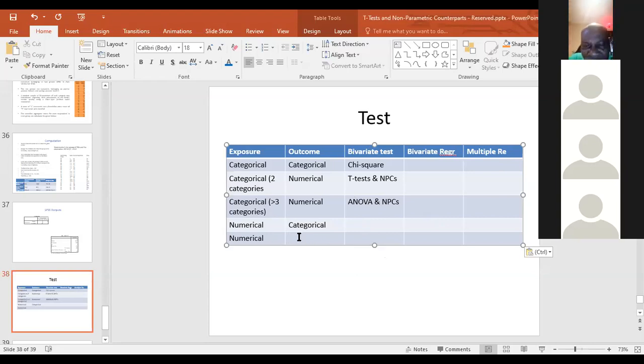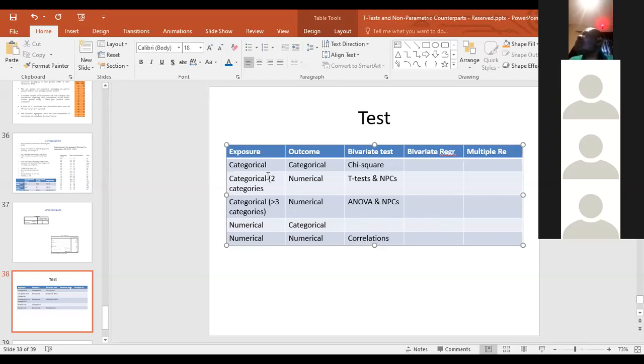So numerical. This is where correlation comes in. Though in correlation, they don't even talk about one outcome or one exposure. Anyone can be outcome or exposure, but you are not considering that. Two numerical variables is correlation.